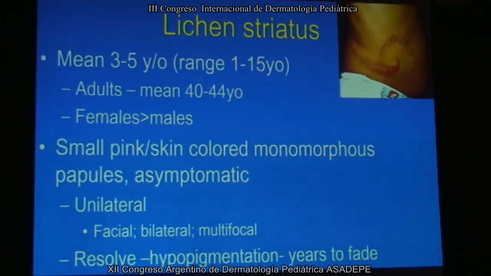And the rash itself is typically composed at the beginning of small pink to skin-colored papules. Most commonly, lichen striatus is asymptomatic. It is most commonly unilateral, although a variety of forms have been reported, including facial, bilateral, or multifocal.